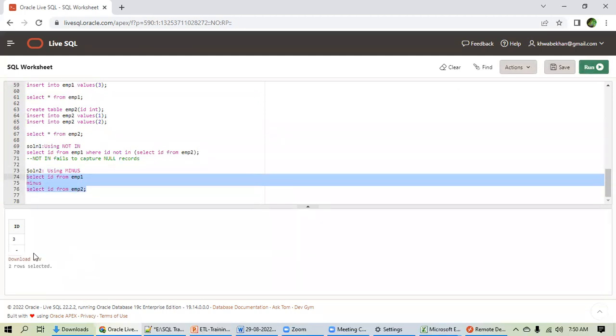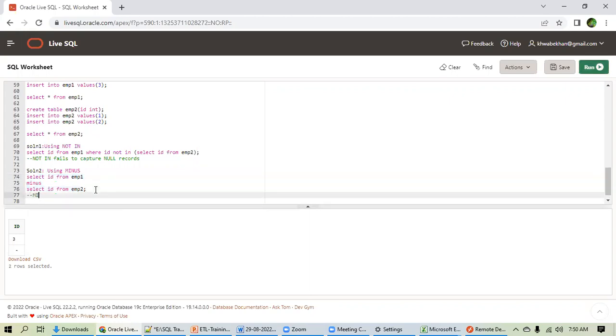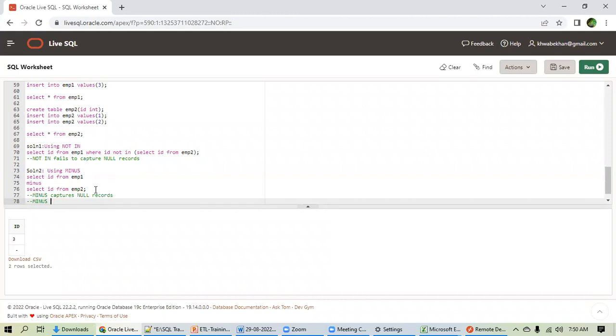What is that? Null and 3 only. So what did we conclude? Tell me, what is the conclusion? The duplicate value is also taken care of by minus. No, duplicate values it is ignoring. Yes, minus ignores duplicates, right?